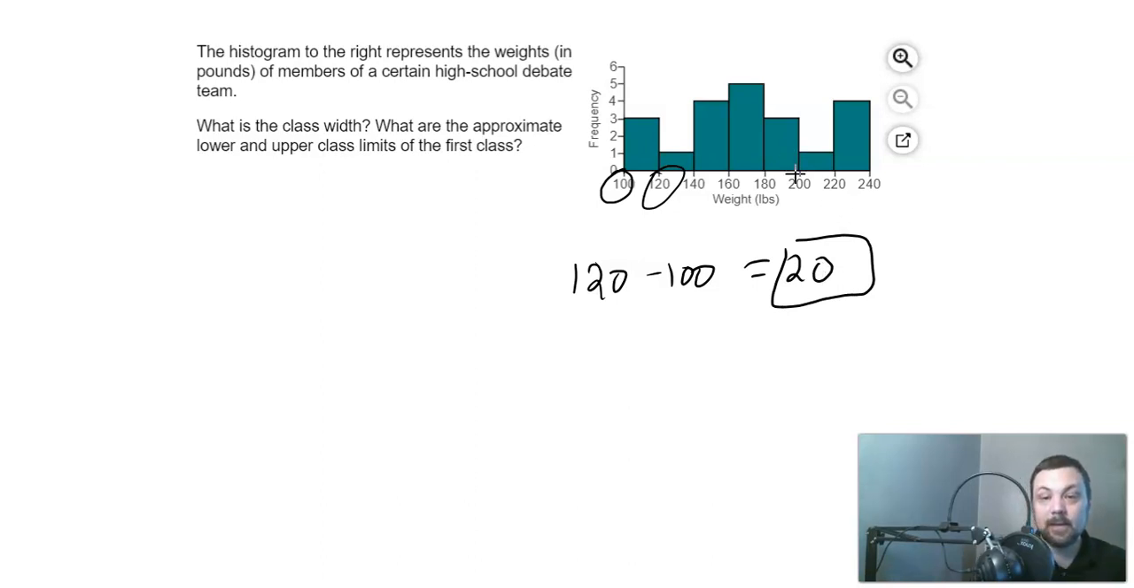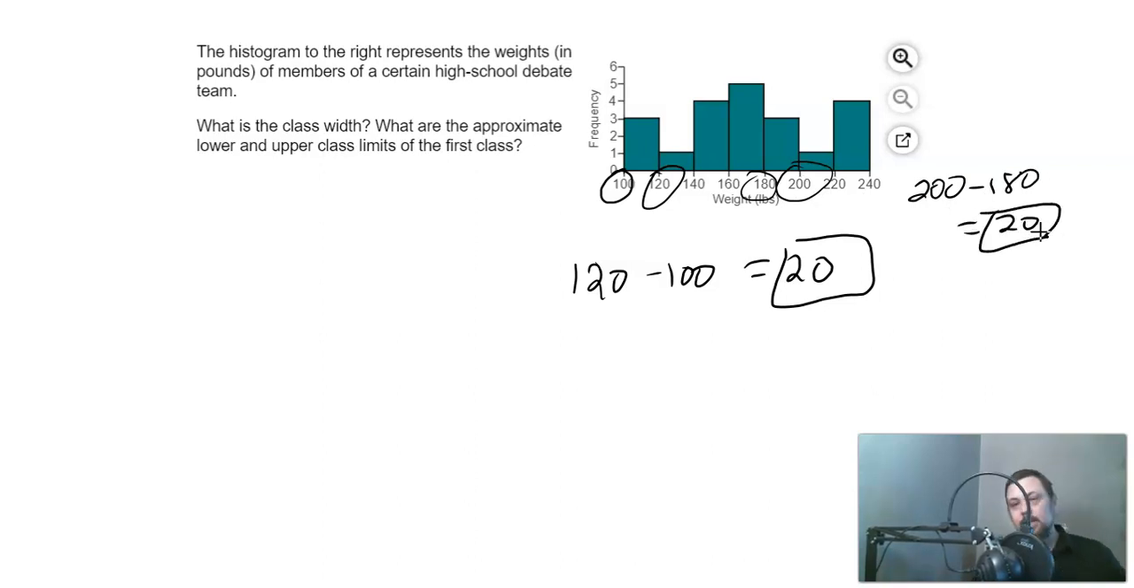You should get the same answer no matter where you do that calculation. So if I did the calculation, let's say here, you just take two consecutive class boundaries, 200 minus 180, and you get the class width. You should get the same answer no matter which two class boundaries you use, as long as they are consecutive, one after the other.